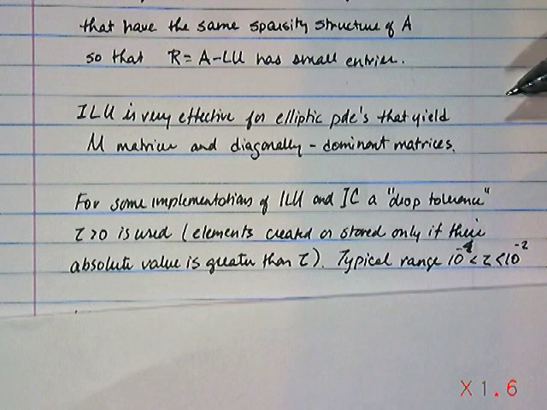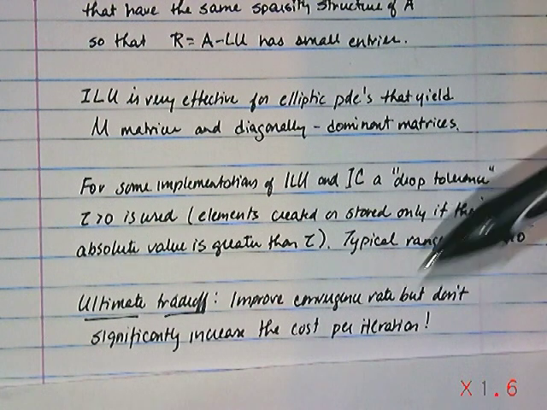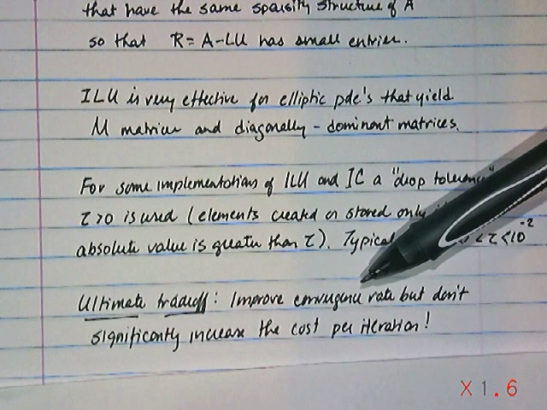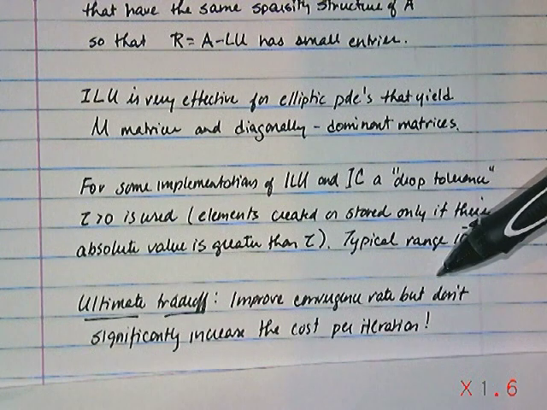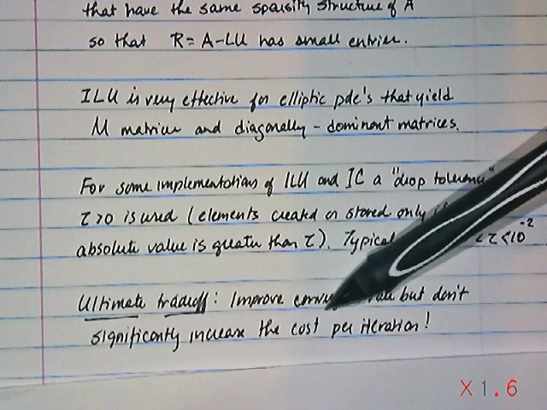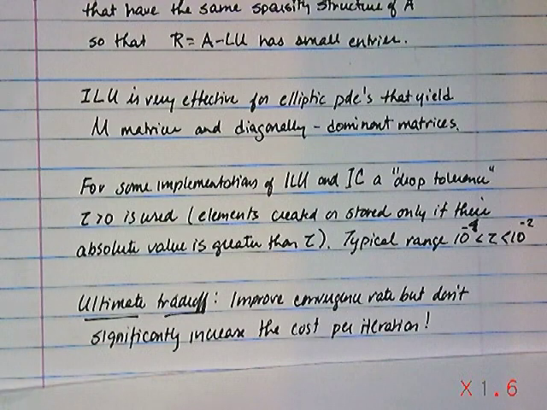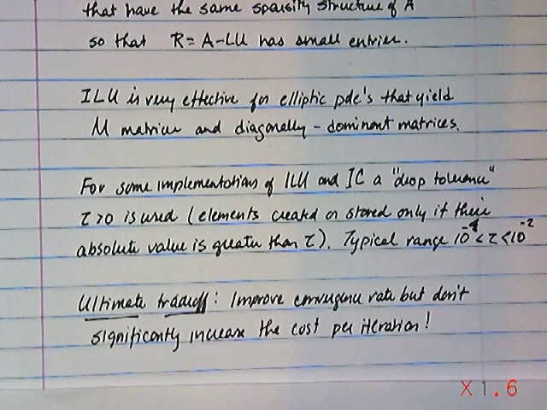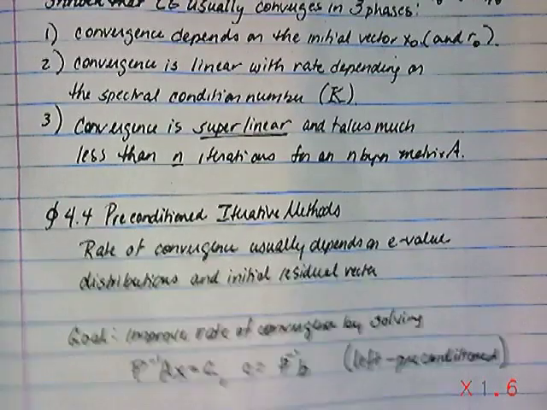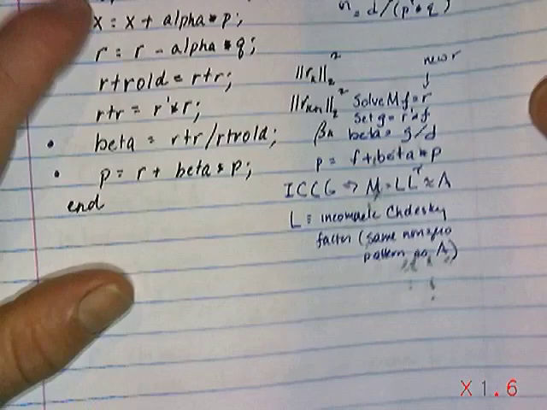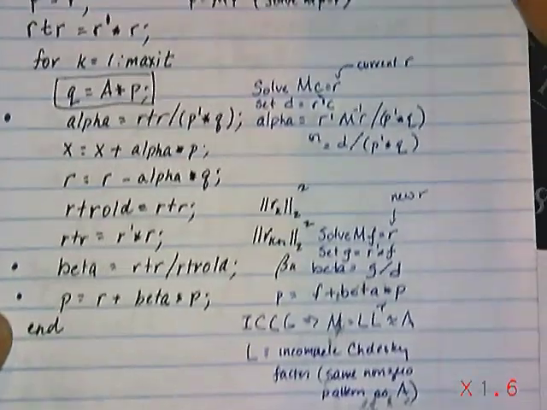Right? So again, the ultimate trade-off with preconditioning techniques, especially conjugate gradient, is you want to improve the convergence rate, but you don't want to significantly increase the cost per iteration. So that's the trade-off. What I'm going to do now is go back to the MATLAB code for conjugate gradient, and look at how a preconditioned conjugate gradient code would be different.